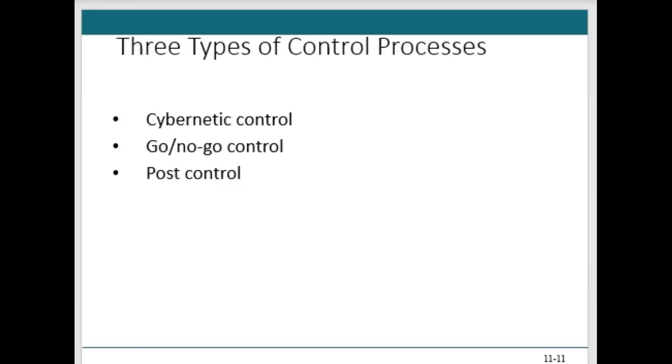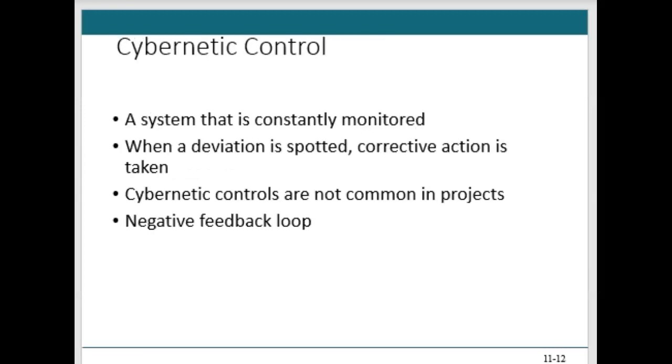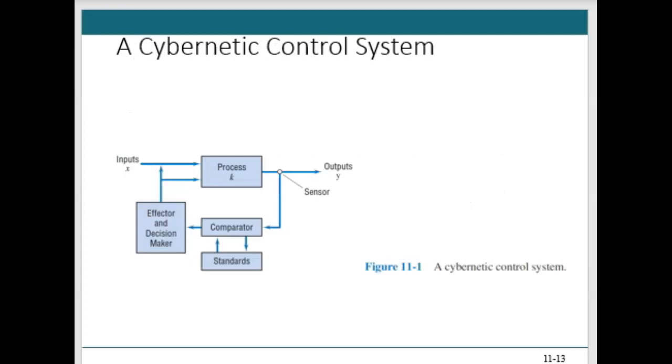So no matter what the purpose of controlling your project, there are these 3 basic types of control mechanisms. As I mentioned, cybernetic, go, no-go, and post-control. Now, starting with cybernetic. Cybernetic control is really like a steering control. A key feature of it is automation. It's automatic operation, right? Making the system work for us. And this picture here demonstrates that.